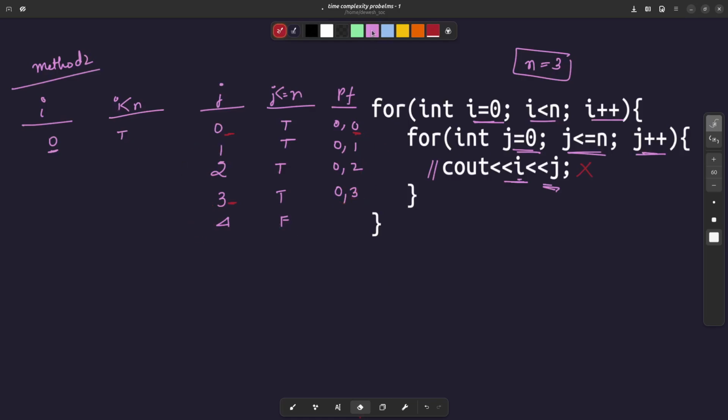Okay. Now what happens next? Next, because the j loop is completely done, now i++ happens. So i becomes 1. Is i less than 3? Yes, it is. True. So j again starts at 0. Is 0 less than or equal to 3? True.